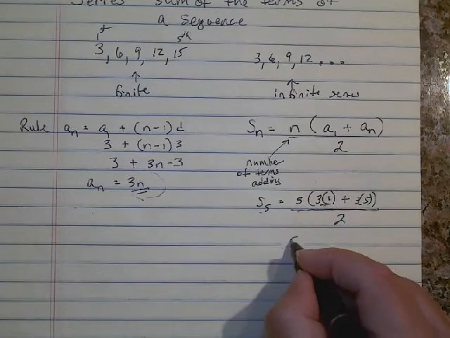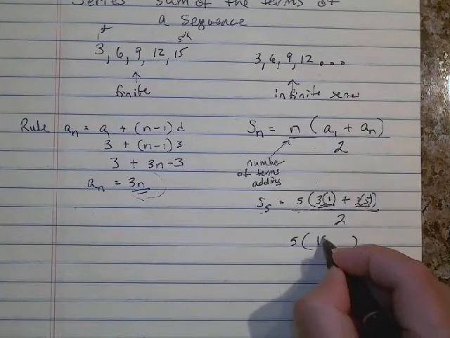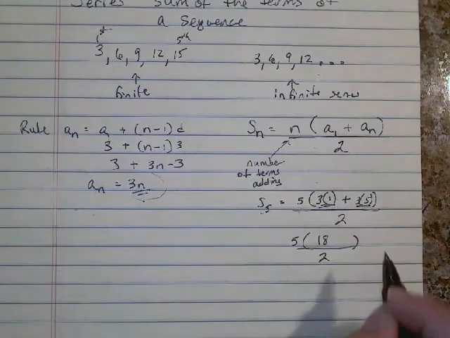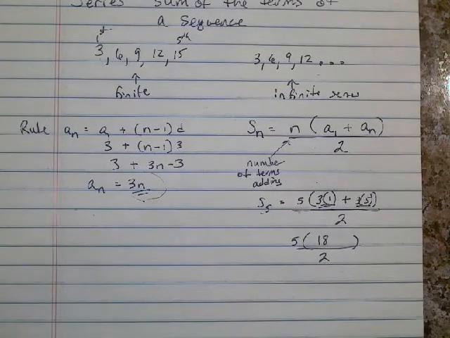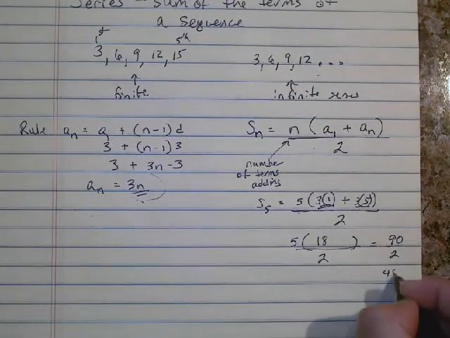So I have 5 times 3 plus 15, which is 18, divide by 2. And 5 times 18 is 90, divide by 2, which is 45.